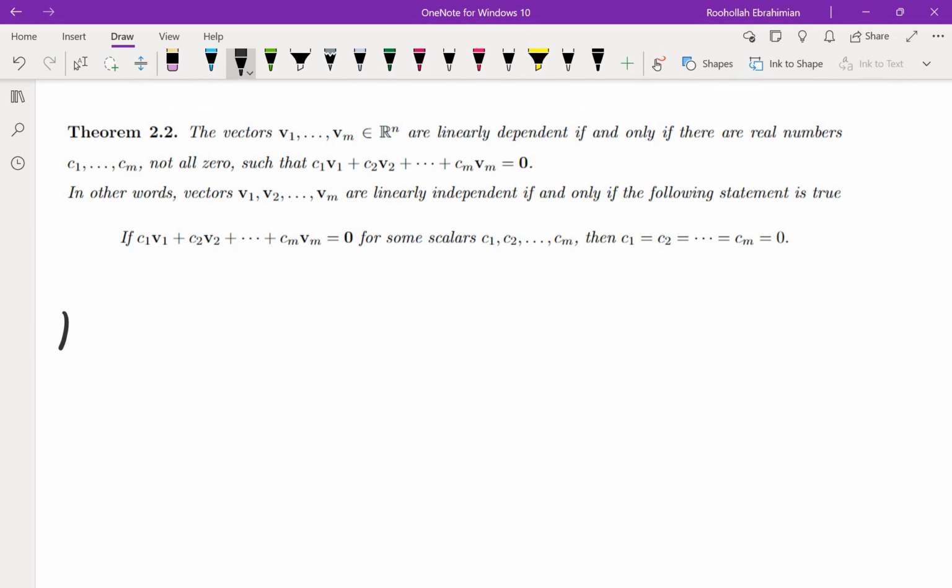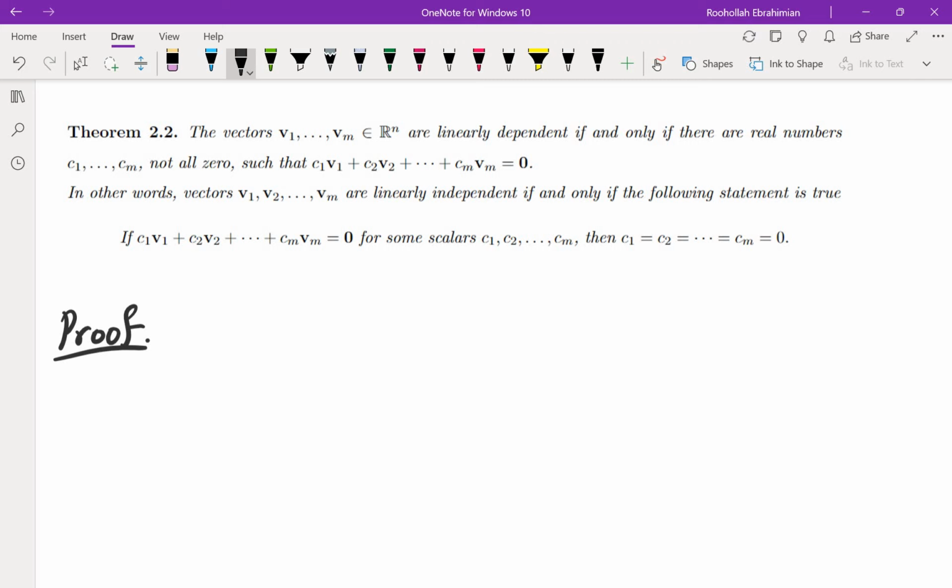And the answer is in fact yes. So here's a better way of showing that m vectors are linearly independent. The vectors v1 through vm are linearly dependent if and only if there are real numbers c1 through cm, not all 0, meaning at least one of them is non-zero, such that c1 v1, c2 v2, all the way to cm vm add up to 0.